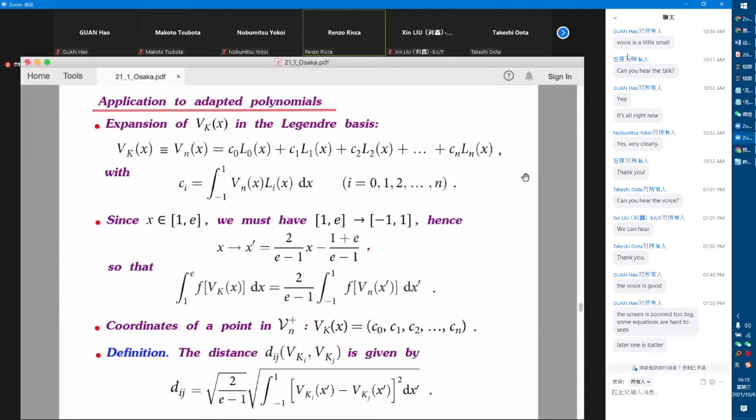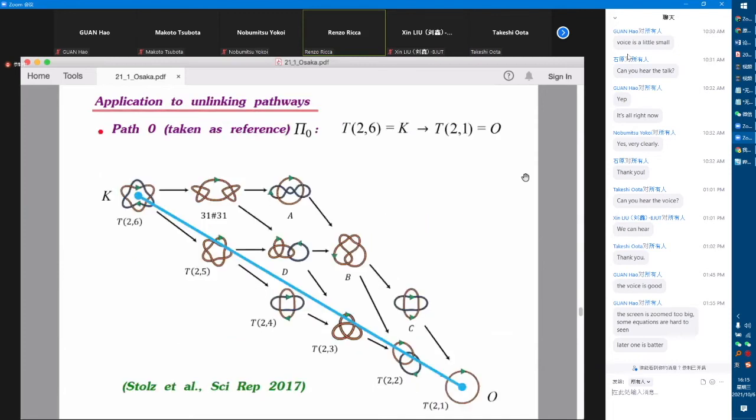So the distance dij is the metric Euclidean distance between two points, in other words, two polynomials, VKi and VKj for the two knot link types, Ki or Kj. And so this is the distance. Now we have to resort to computations. And of course, it's a lot of work. Xinfei spent several months to have various tables of numerical values correct in order to analyze all these possible paths involved in this diagram.